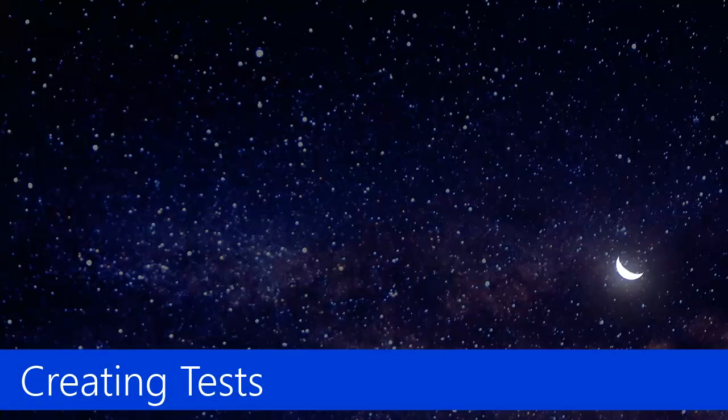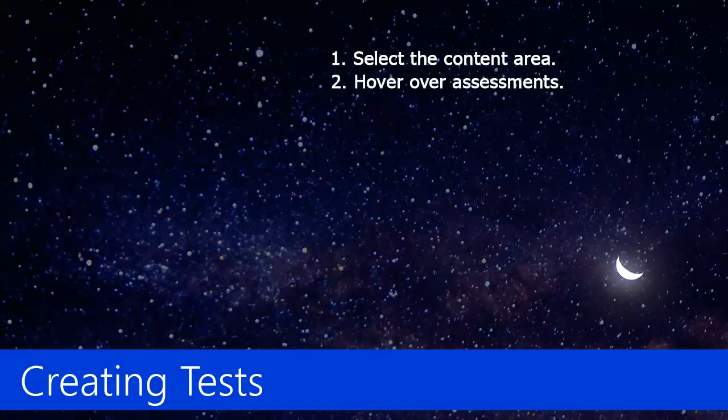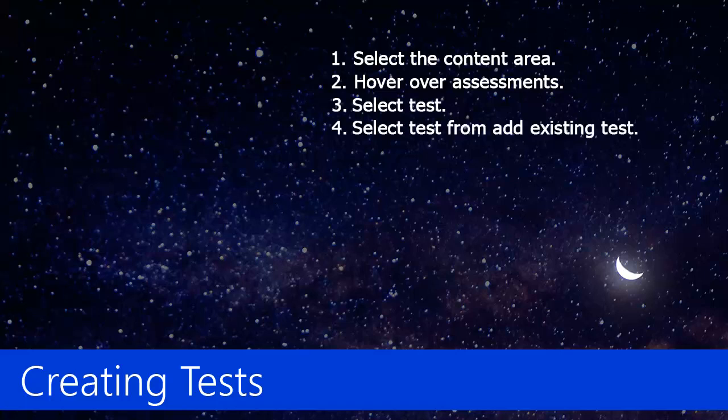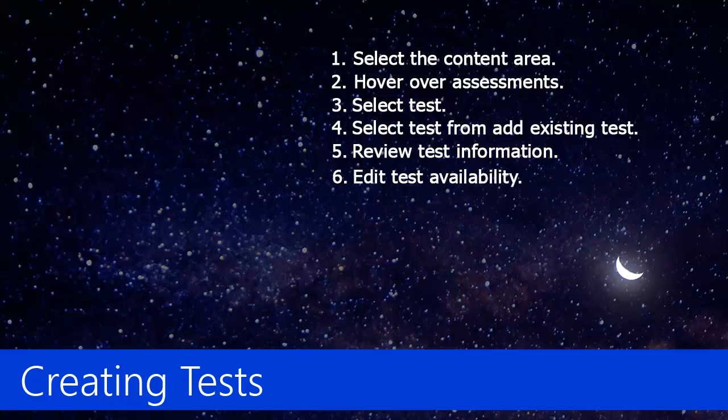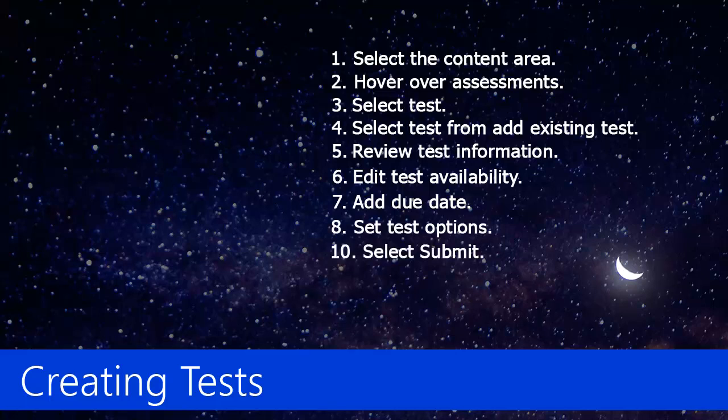Let's walk through these steps one more time. First, we will select the content area, hover over Assessments, select Test, select Test from Add Existing Test, review the test information, edit the test availability, add a due date, set the test options, and select Submit.